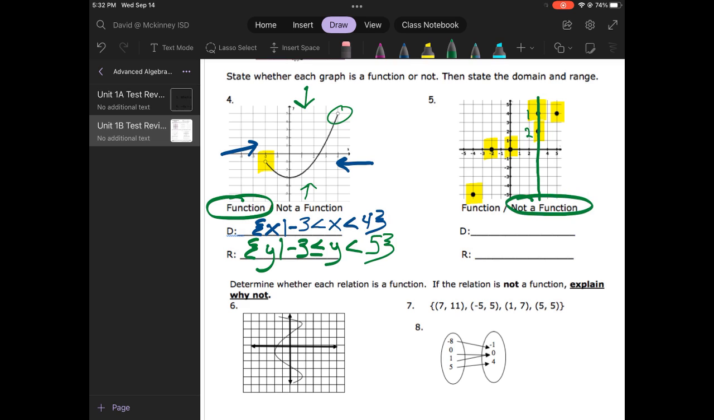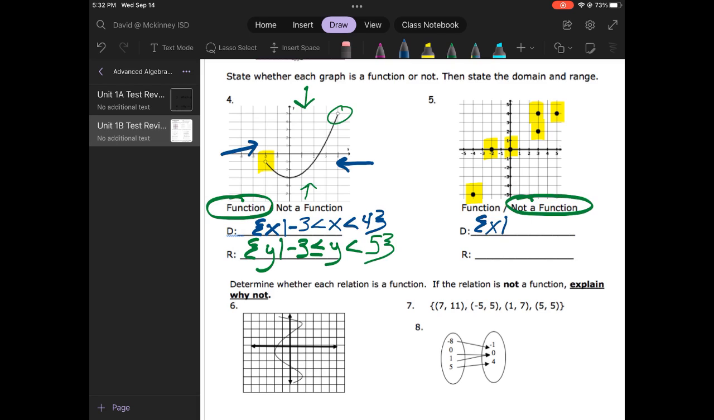But I can still list the domain and the range. In this case, what I would advise you to do is to label each of these points so that you know which point is represented in each particular spot of this graph. I'm going to set up my set builder notation.